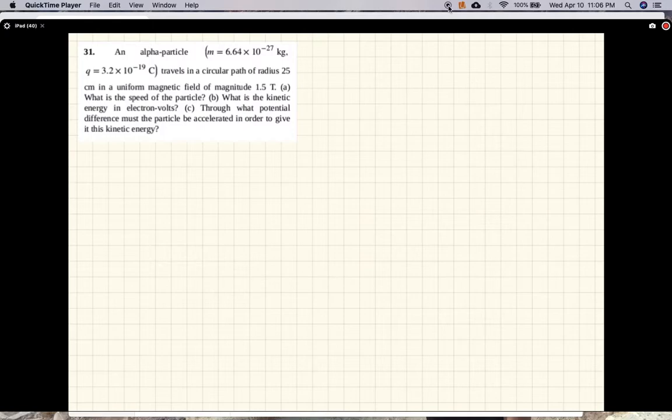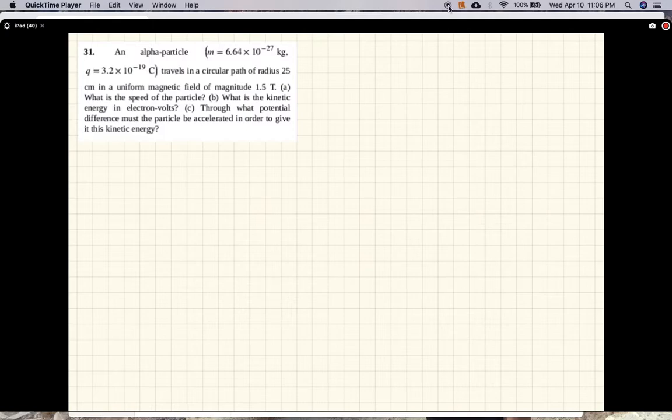It travels in a circular path of radius 25 centimeters in a uniform magnetic field of magnitude 1.5 Tesla. What is the speed of the particle? What is its kinetic energy in electron volts? Through what potential difference must the charge be accelerated in order to give this kinetic energy? Okay, so let's do a diagram first.